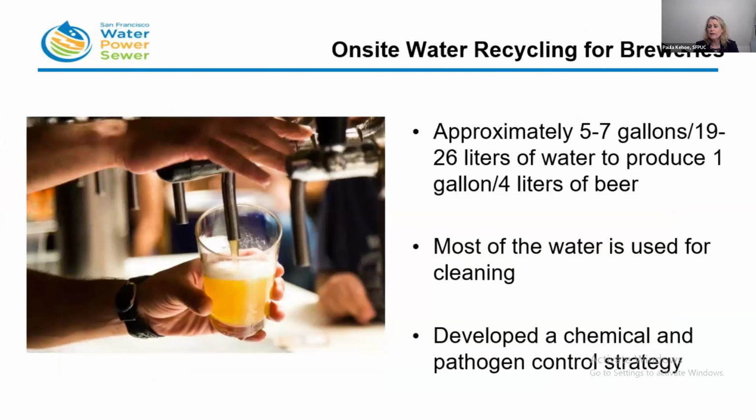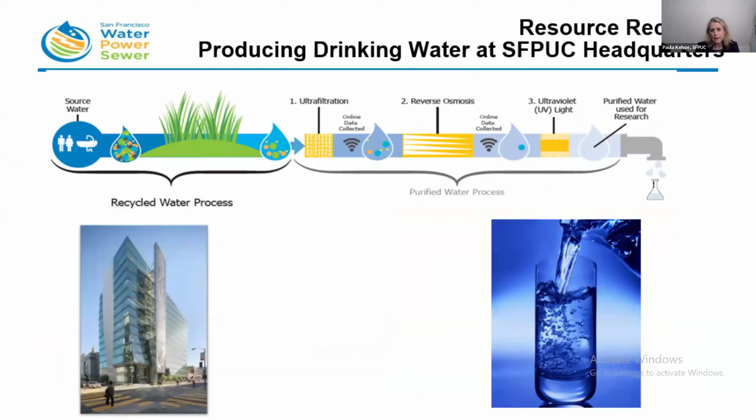We've also looked at breweries, and we've developed our own chemical and pathogen control strategy to treat and clean processed water, cleaning water for reuse in breweries. And we also have been thinking about other kinds of resources that we could produce from on-site water treatment systems. And so we conducted a pilot in our own headquarters where we added additional treatment technologies to the engineered wetland treatment system to produce water that's comparable to drinking water.